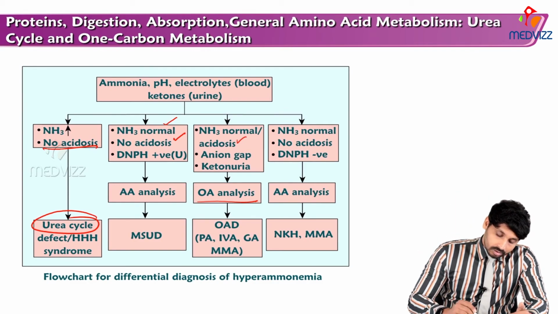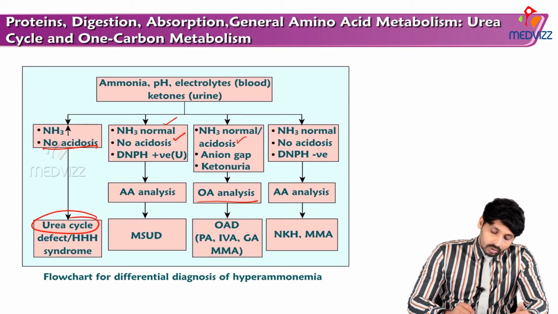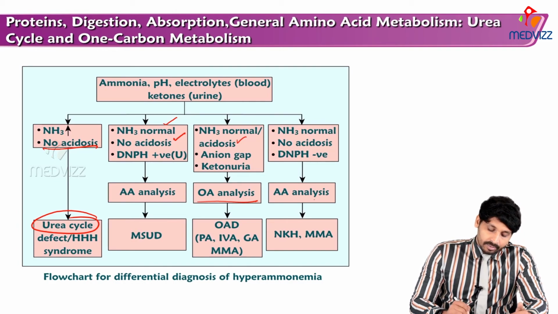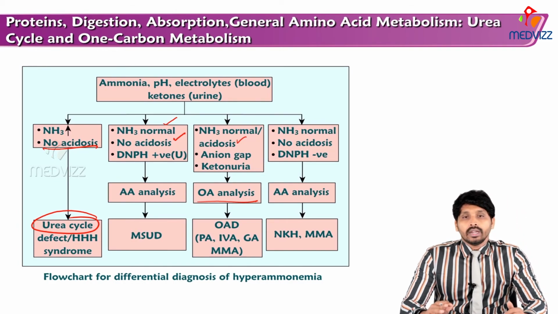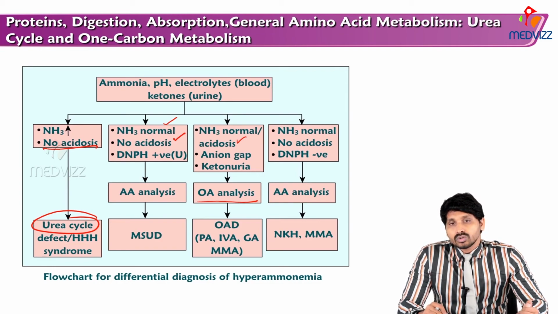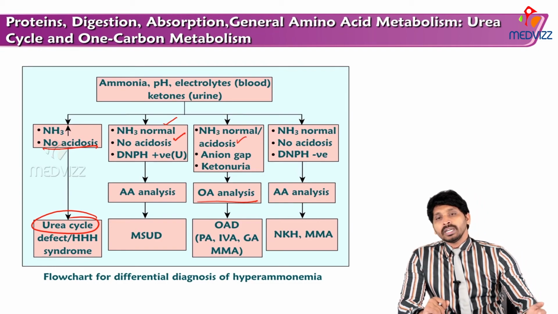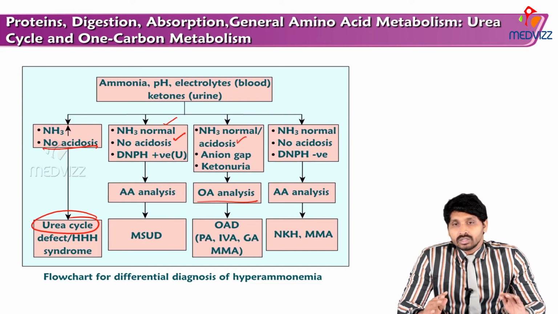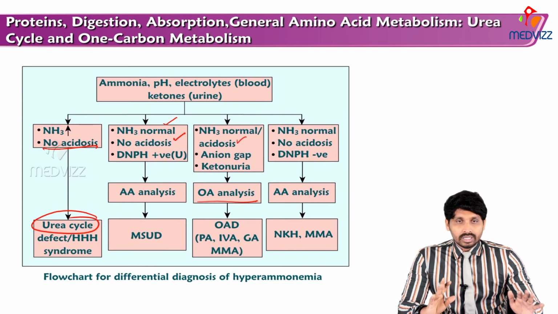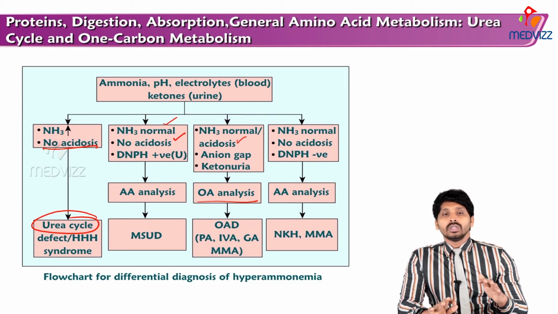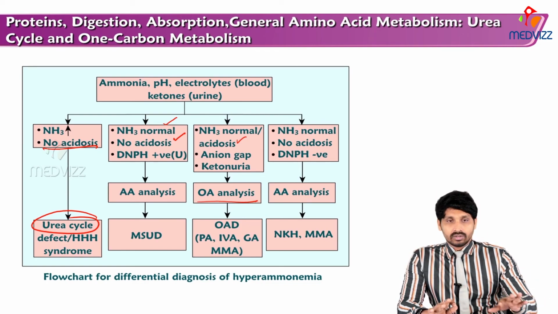Again, if NH3 is normal, there is no acidosis, and DNPH is also negative, you have to do amino acid analysis and check non-ketogenic amino acids and metabolically related amino acids also. This way you have to make out the different types of hyperammonemias and arrive at the diagnosis.